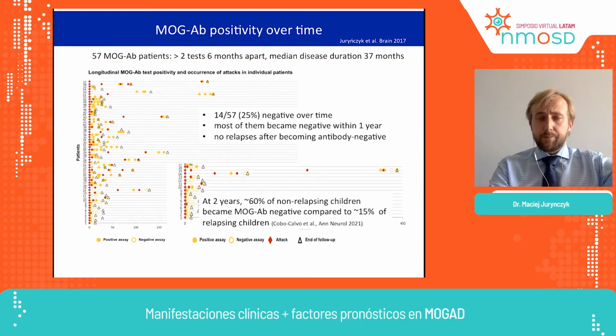The effect of antibody status on the relapse risk was also recently observed in the French study, but more so in the pediatric cohort than in adults. At 2 years, 60% of non-relapsing children became MOG antibody negative as compared to 15% of relapsing children.